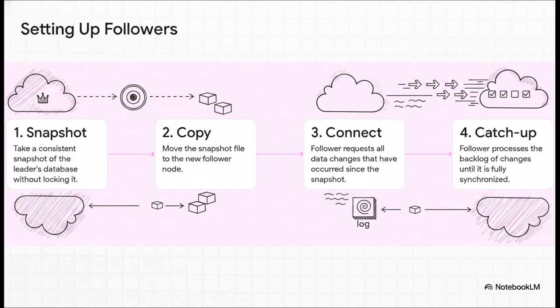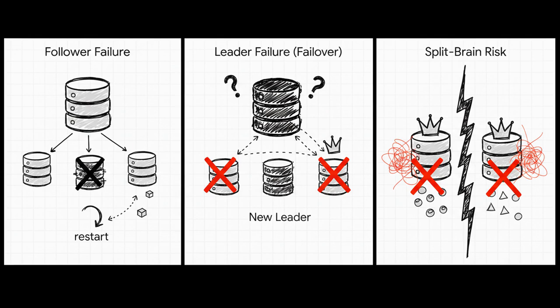So how do you add more read capacity to a live system? Well, the process for bringing a new follower online is actually super slick, and you can do it with zero downtime. First, you take a consistent snapshot of the leader's database. You then copy that snapshot over to your new follower machine. That new follower then connects to the leader and says, hey, I have the data up to this point in time. Can you please send me everything that's happened since? It then chews through that backlog of changes, and once it's all caught up, boom, it's live and can start serving reads.